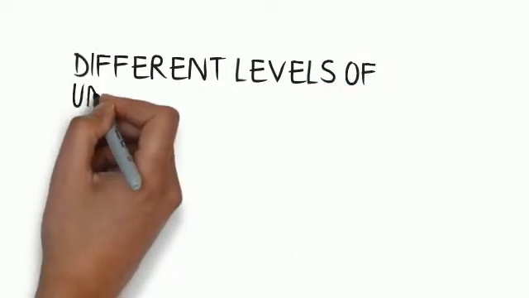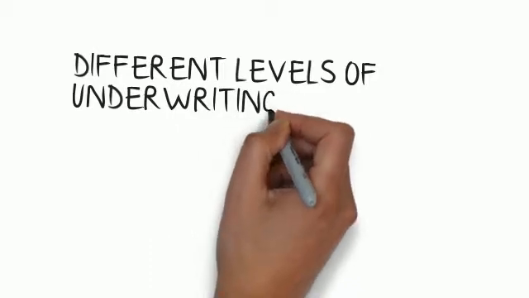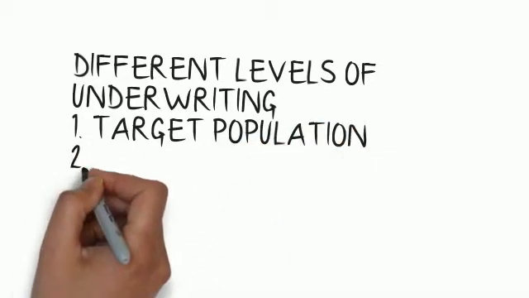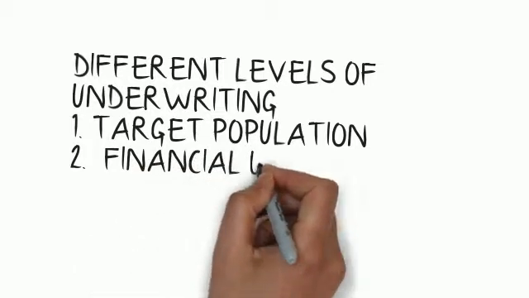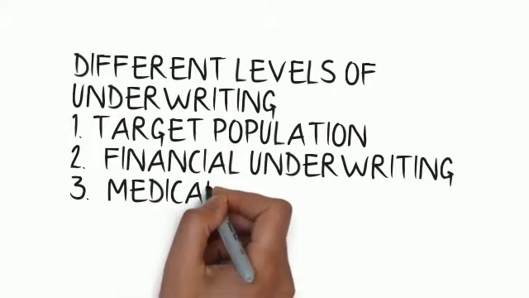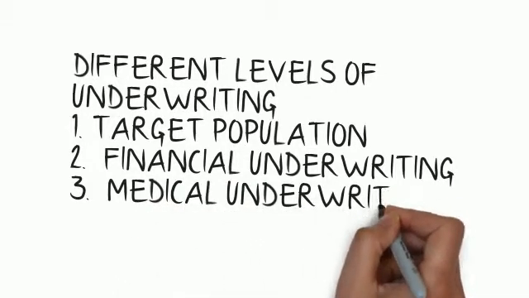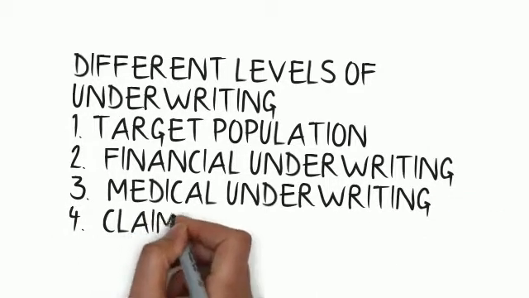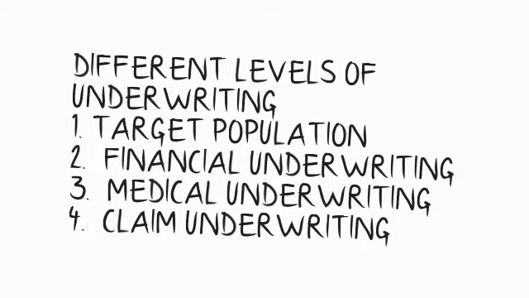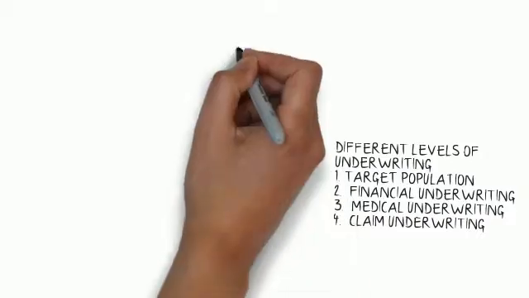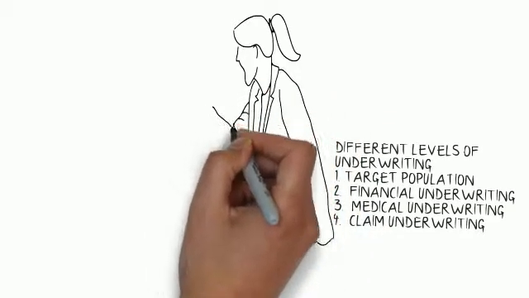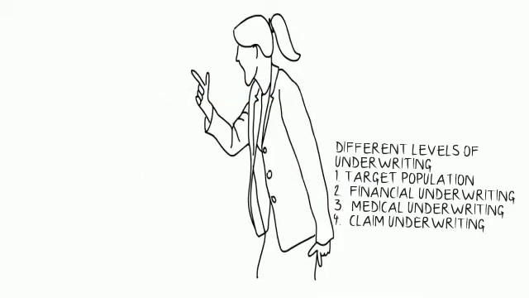There are different levels of underwriting, so you can underwrite at one level by setting a target population that you are going to sell policies to. The next level is to financially underwrite, in other words, to decide what level of premium they can afford, what financial characteristics the policies will show. The third level of underwriting that you could consider is medical underwriting, which means that you actually go through a medical process of selection. And the fourth is claim underwriting. We probably won't talk much about claim underwriting in this lecture. But let's start off with the target population.